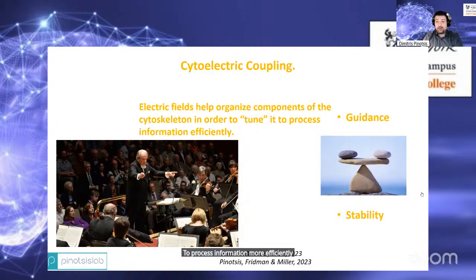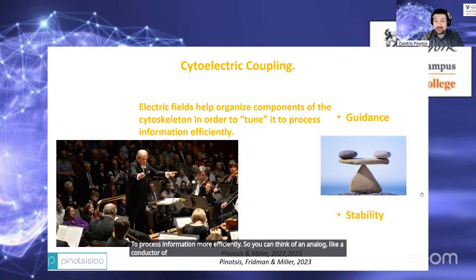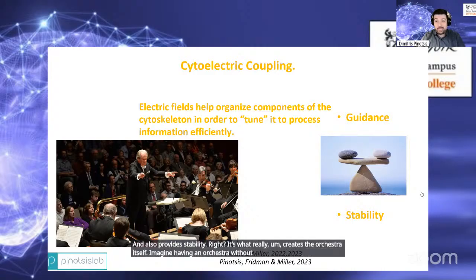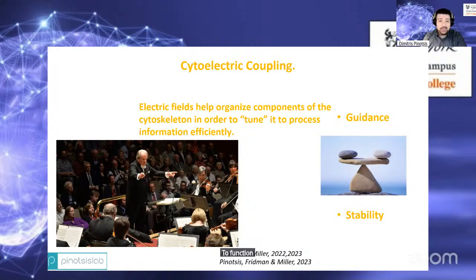So you can think of an analogy like a conductor of the orchestra. This is the electric field that somehow guides individual musicians and different sections of the orchestra, and also provides stability, right? It is what really creates the orchestra itself. Imagine having an orchestra without any conductor and maybe 60 or more musicians. It will be chaos. It's impossible to function. So same thing about the brain.